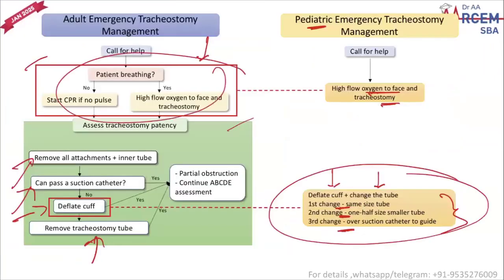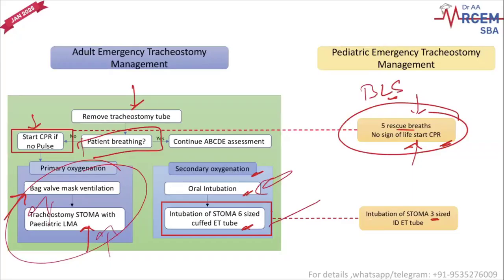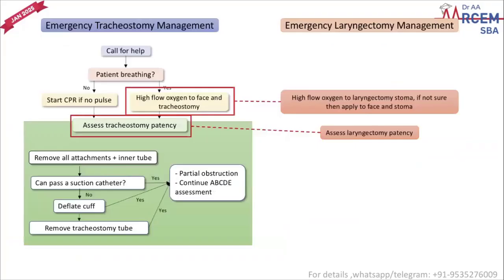What you need to remember here is high flow oxygen. If the cuff is present, along with the deflation, you will be changing the tube. First is the same size tube, next is half the size of the tube, then over a suction catheter, try to guide it and place the tracheostomy tube. If that doesn't work, you are giving 5 inflation breaths, not starting with the CPR, because in pediatric BLS, first what we do is give 5 rescue breaths. Bag mask ventilation, tracheostomy tube, everything remains the same. Only here the ET tube size changes from 6 to 3. So very much clear. Comparison-wise is the best way to learn.